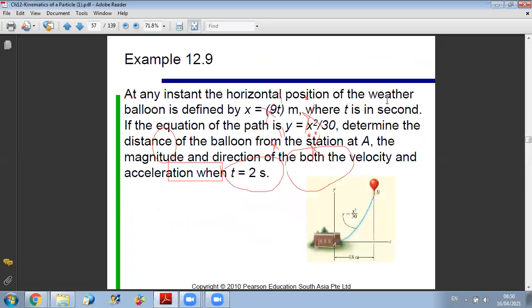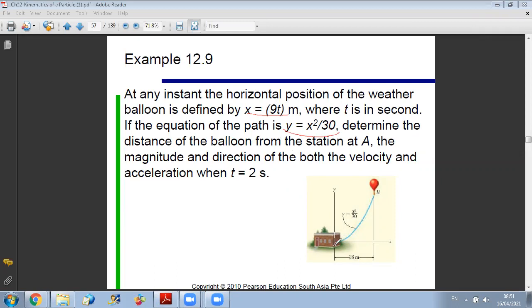Now, a small example on this. At any instant, the horizontal position of the weather balloon is defined by x equals 9t, where t is in seconds. If the equation of the path is y equals x squared over 30, determine the distance of the balloon from the station at A and the magnitude and direction of both velocity and acceleration when t equals 2 seconds. So here, they gave us x as a function of time and y as a function of x. And they want us first to determine the distance of the balloon from the station.